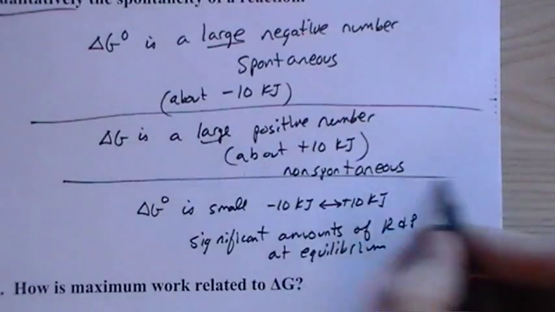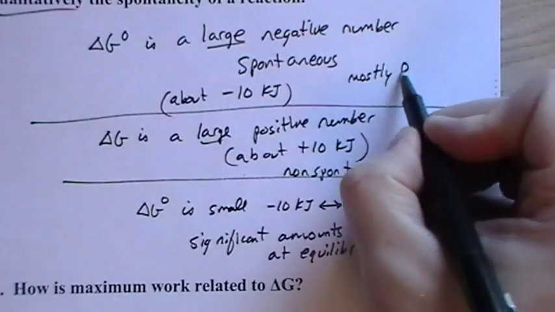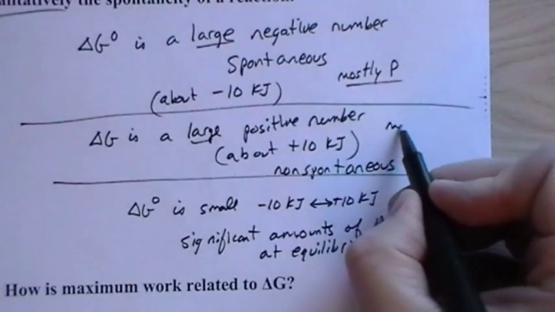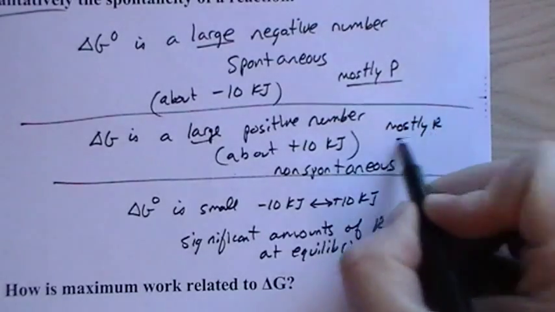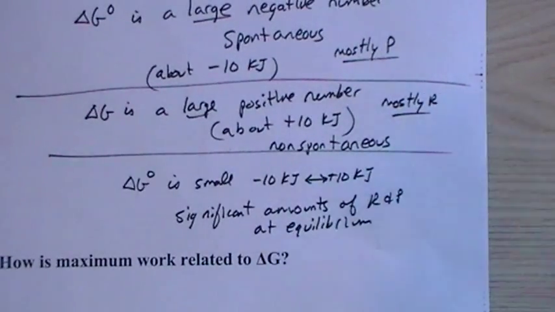So we have the three possibilities here. When it's large negative, we should expect mostly products. When it's a large positive value, mostly reactants. And then when it is somewhere between minus 10 and 10, we should expect to have observable amounts of both reactants and products. You say, well, but you said that if delta G is negative, then it is spontaneous. Yes, but there's also the reverse reaction.